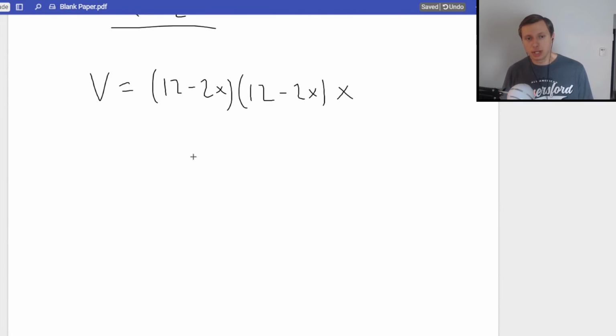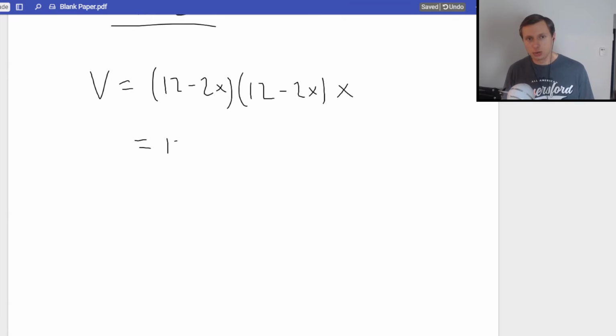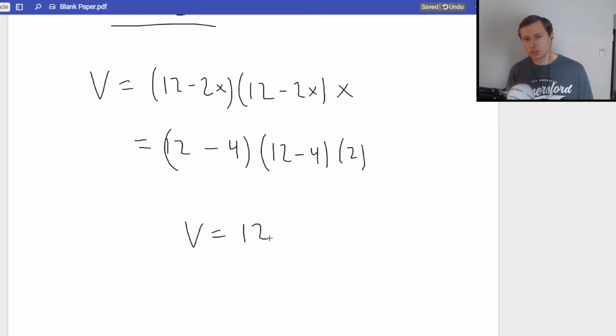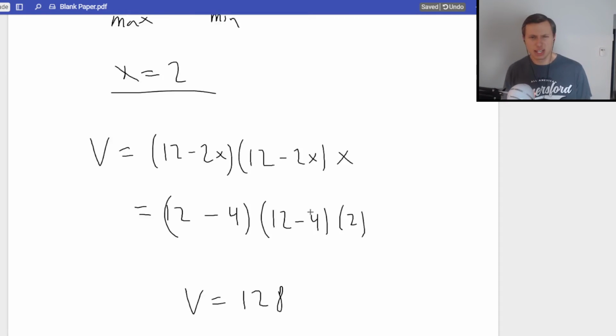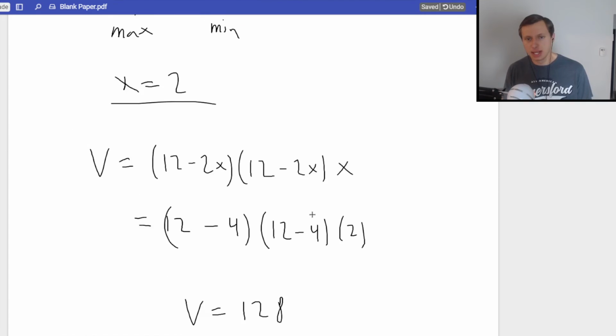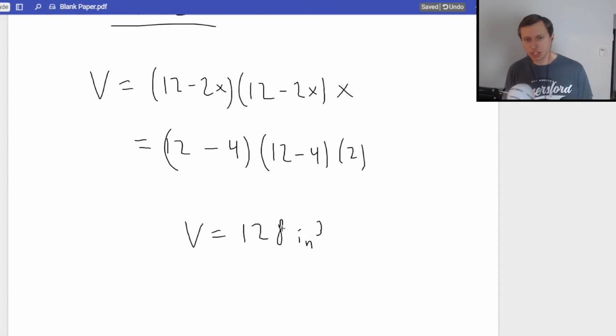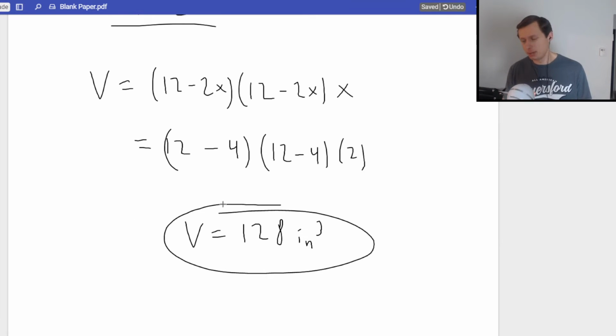So now I just need to plug 2 into this equation. 12 minus 2 times 2 is 4 times another 12 minus 4, times x is 2. It's going to be 8 times 8, which is 64, times 2. Volume is 128. And the units, did I give units? Inches? Yeah. Inches, and since it's volume, inches cubed. That was a very fun problem. Any questions on that one?